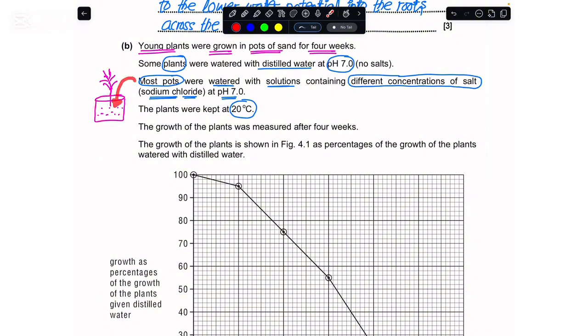In one of the pots I would be adding just distilled water, and in the other pot we would add water that has an addition of sodium chloride in it. Now they say that the growth of the plant was measured after 4 weeks. Something that we measure during an investigation or an experiment is a variable, and we refer to this as the dependent variable.